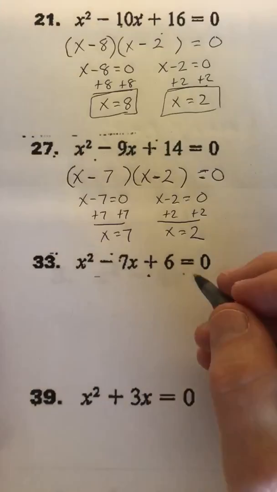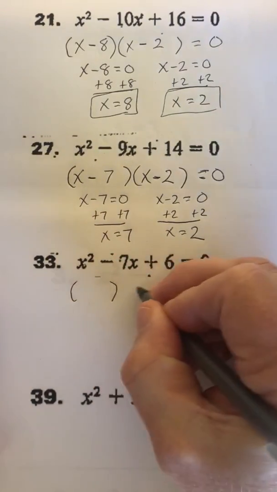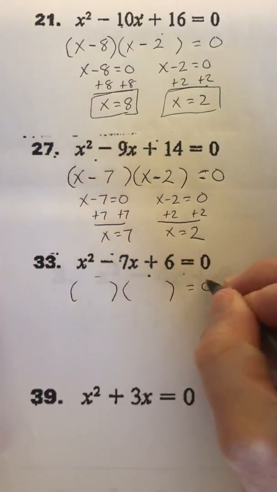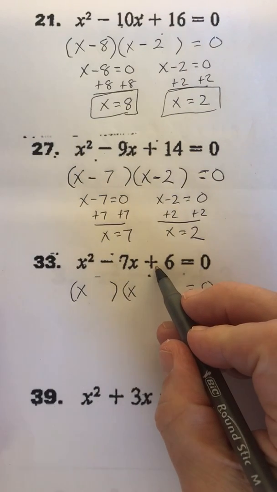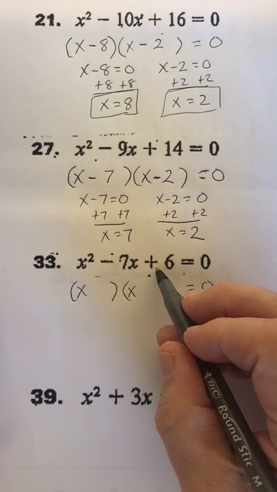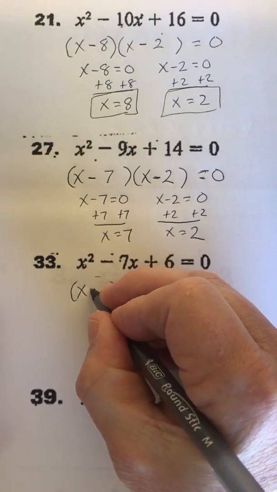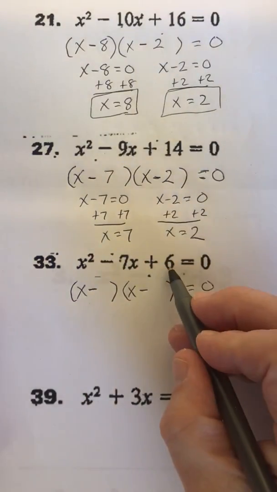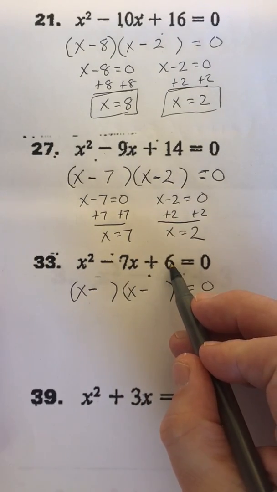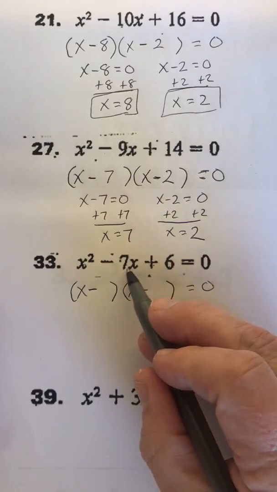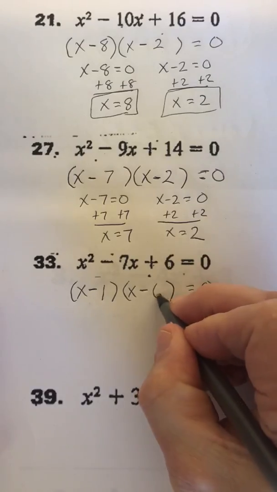And on 33, again, we already have our equal 0, so we are going to do our 2 sets of parentheses, equal to 0. Our x's go in the front of each one. And again, the last sign's a plus sign, so that means our signs are the same. And this time, the middle sign is a negative, so that means they're both going to be negative. Then we want our factors of 6, that when we add them up, we get a 7. Well, 1 times 6 gives us 6, and 1 plus 6 gives us 7. So 1 and 6 are the factors that add up to 7.